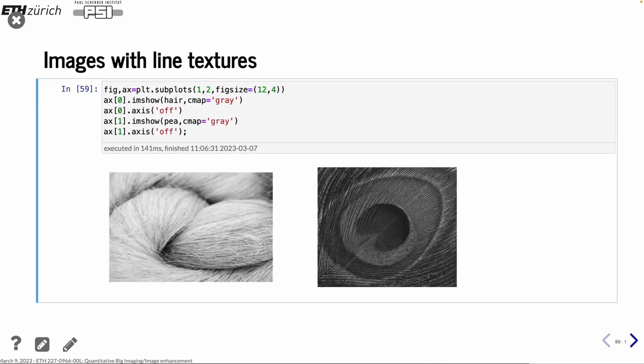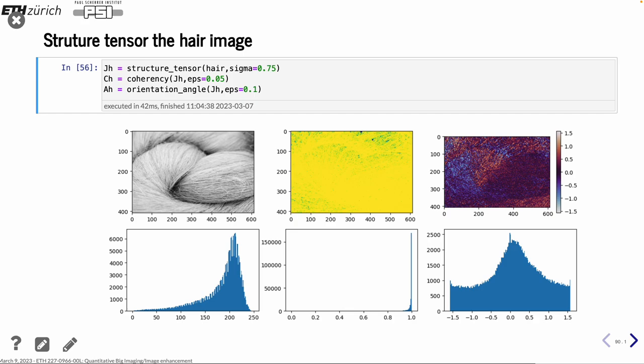And now let's look at more textured images. Now we had just large flat regions and clear edges. But now let's look at this hair and the peacock feather, which are more textured. And well, the coherency is a bit tricky to get good values on. Apparently, we are confident about everything here.